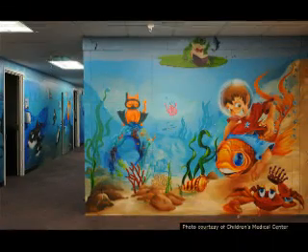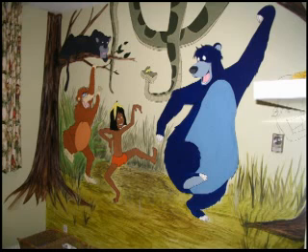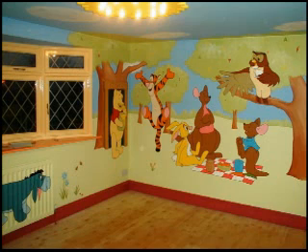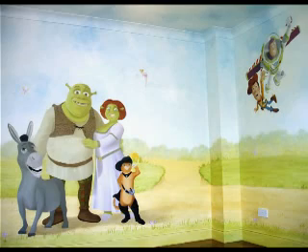Also, paint murals are extremely popular with young children. Parents often resort to painted murals for children's rooms. This is because they are very easy to create and can be made to look imaginary.